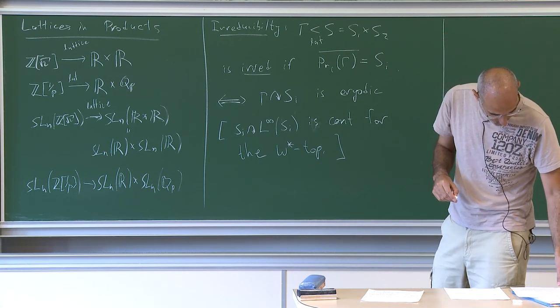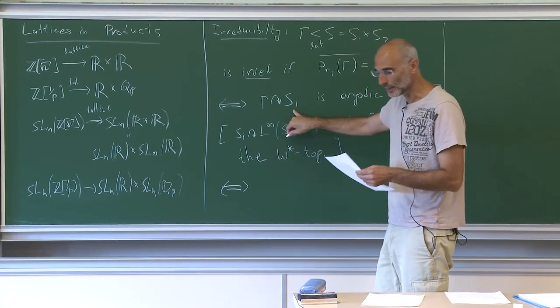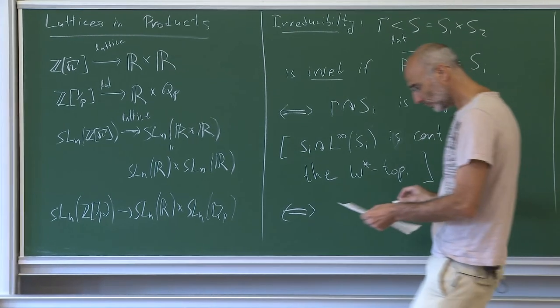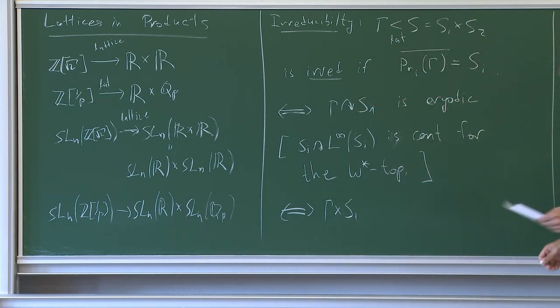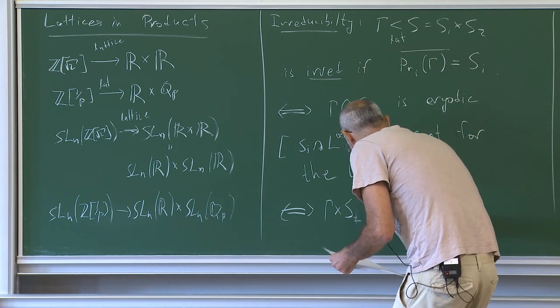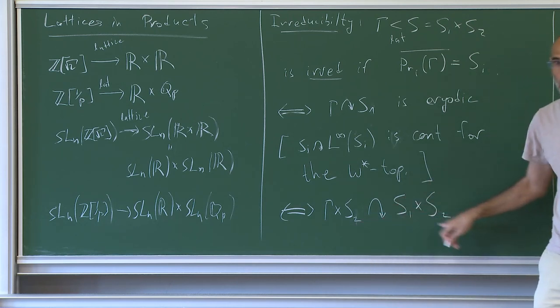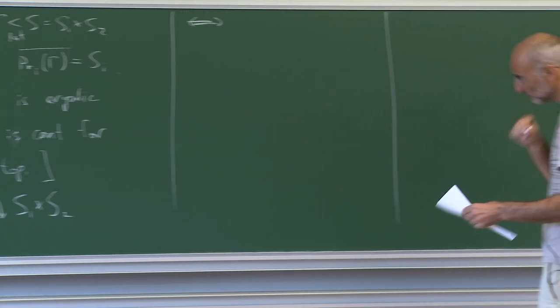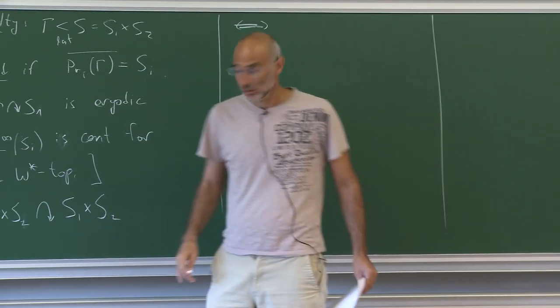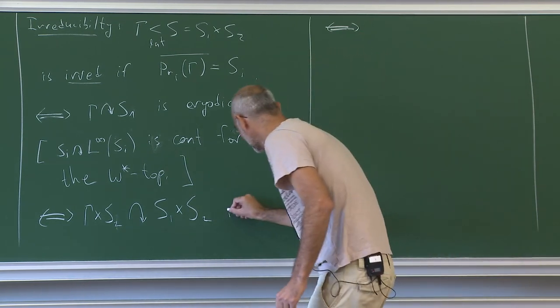Okay, and now I want to rephrase this once more. Now, gamma on S1 is ergodic. So obviously, let's choose coordinates, let's break symmetry here. It's easier for me. Gamma times S2 then is ergodic on S1 times S2, right? I just added one lame coordinate here. So S2 acts on S2, and gamma acts diagonally. You forgot ergodic. Thank you.